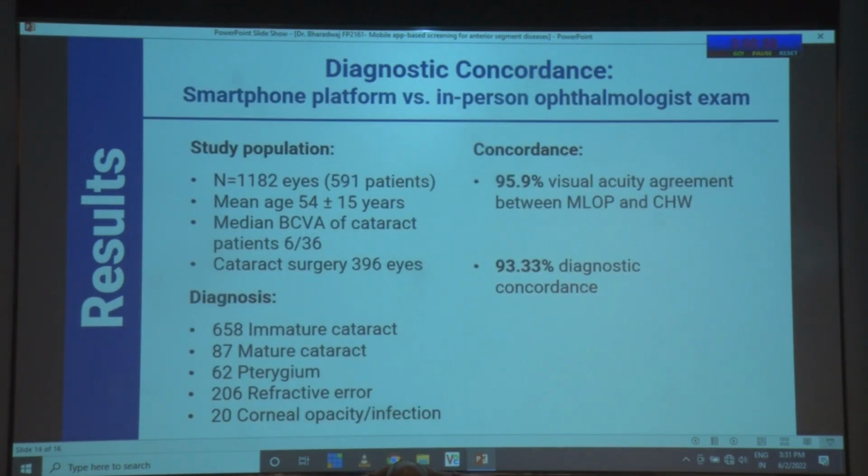In the current study, we included 591 patients with 182 eyes. The mean age of the patients was around 54 plus or minus 15 years. The mean best corrected visual acuity of cataract patients was 636, and about 396 patients have undergone cataract surgery. Based on the data collected from the images, 658 immature cataracts, 87 mature cataracts, 62 pterygiums, 206 refractive errors, and 20 corneal opacities were diagnosed. We have a visual acuity concordance of 95.9% when compared to the visual acuity taken by the community health worker, and 93.3% diagnostic concordance.